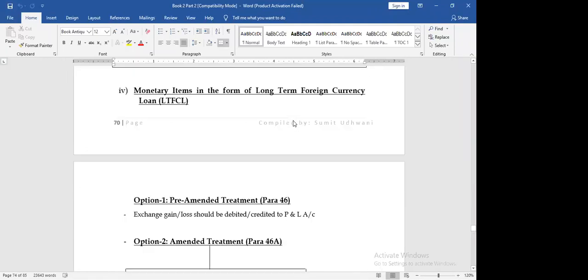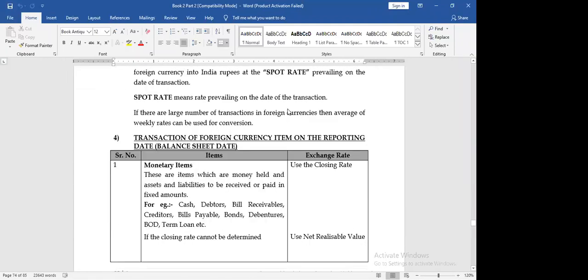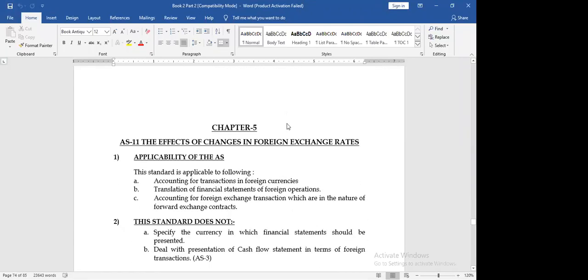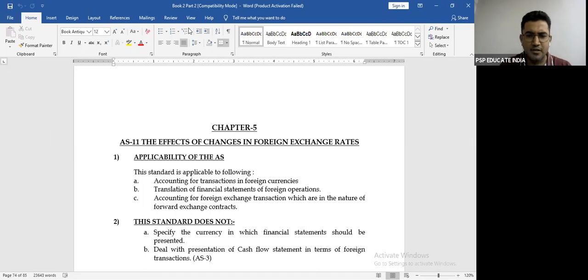Okay, we are doing AS11, the heading of which is the effect of changes in foreign exchange rates. We first understood the applicability. We have a positive list. This standard is applicable to three concepts. One is accounting for transactions in foreign currencies, translation of financial statements of foreign operations. And the third one is accounting for foreign exchange contracts, which are in the nature of forward exchange contracts.